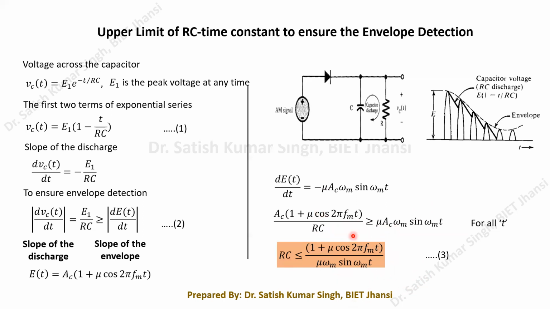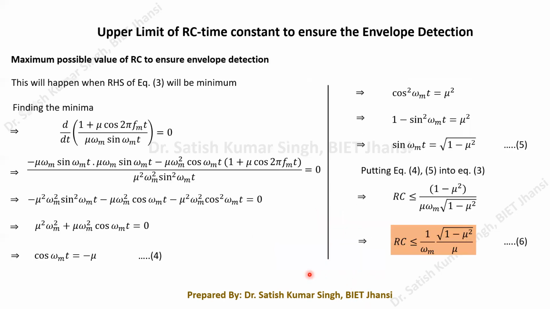We have to calculate the minimum possible value of the right hand side of equation number 3. To find that, we have to calculate the minimum of the right hand side of that particular equation number 3 to ensure the envelope detection. So how can it be calculated? We can go for the differentiation. We can go for the minima calculation procedure, in which we have to calculate the differentiation.